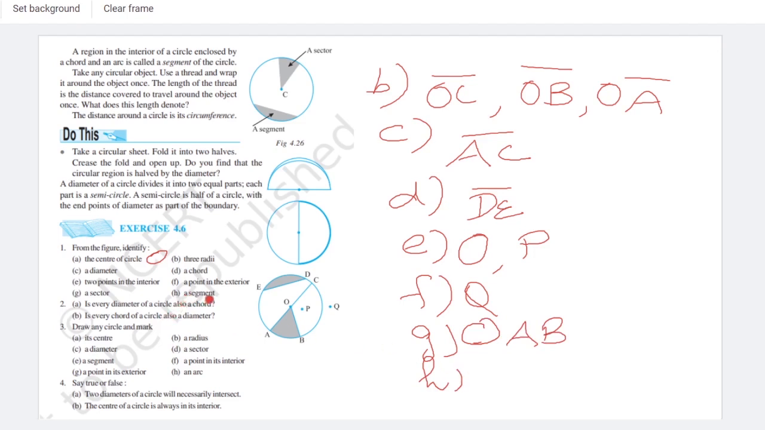Next one, H, segment. Segment means the chord and the area. There will be one chord, one arc, and the area between them. So this shaded portion will be the answer for that. This is the segment. So for H, the segment will be DE, the shaded portion there. Okay, we'll move to the next question.